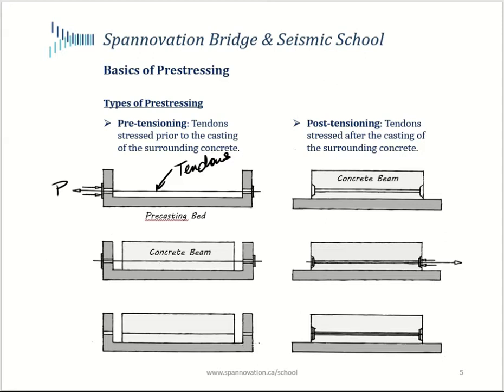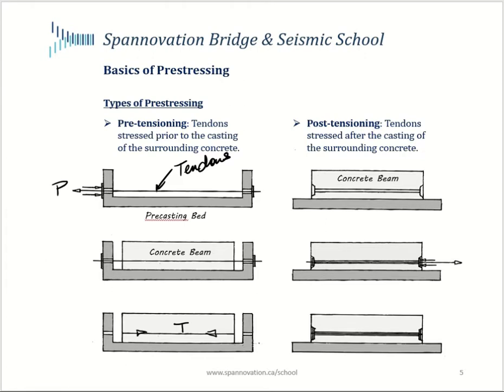And at the end of the day, you've got an element which has a tendon running through it with a certain force T and an equal and opposite compressive force within your concrete. And this is how the prestressing is achieved in pre-tensioning. And of course, all this happens under controlled factory conditions in a precasting yard. Now, with post-tensioning, the process is a bit different. In this case, the tendons are stressed after the casting of the surrounding concrete.